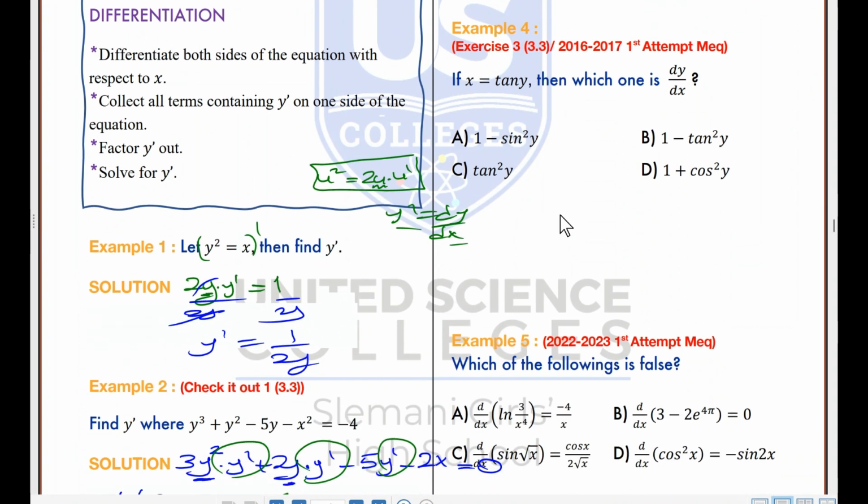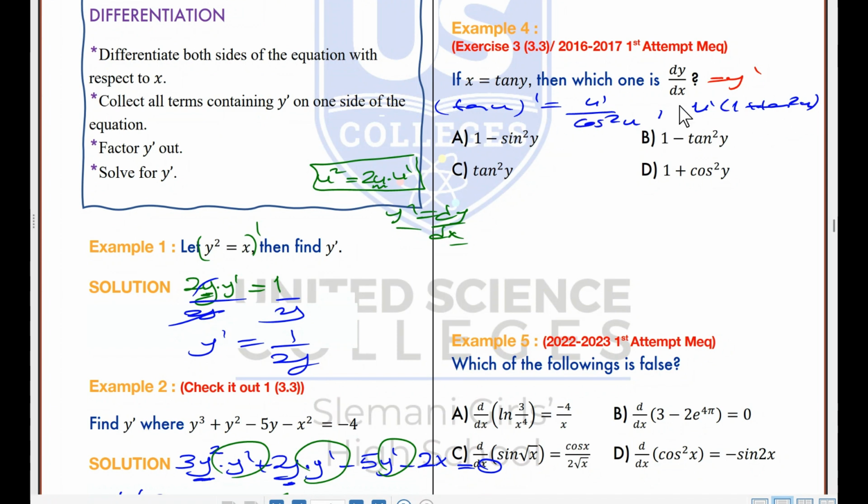Okay, another exercise and ministry question. If x is equal to tangent y, what's dy over dx? What's y prime? So let's take a look at the question. X. So remember, derivative of tan has two ways of taking derivative. If there's tangent u, the derivative is either u prime over cosine squared u, or u prime times 1 plus tangent squared u. So we use one of them.